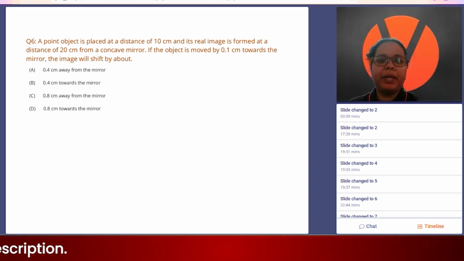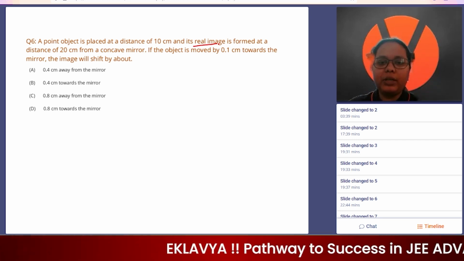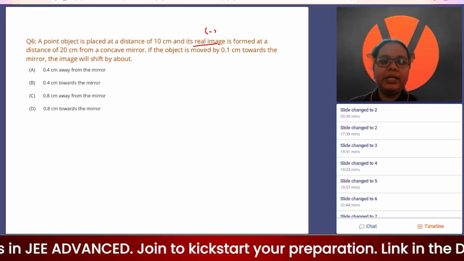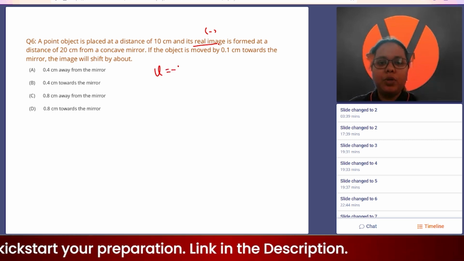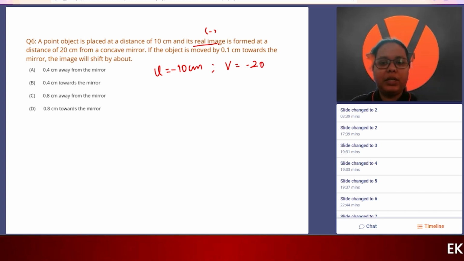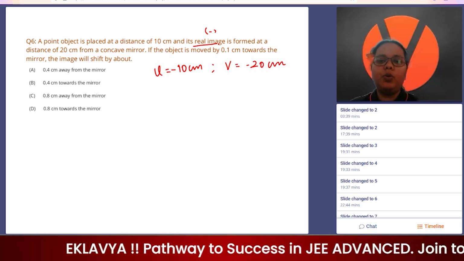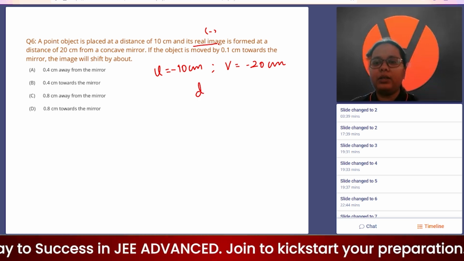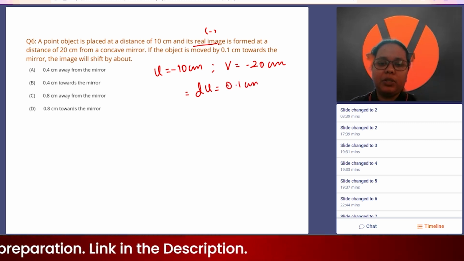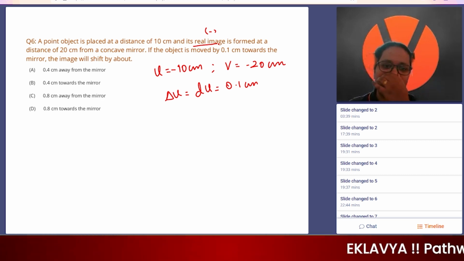A point object is placed at a distance of 10 centimeter and its real image is formed at a distance of 20 centimeter from a concave mirror. When they mention a real image, the sign convention is negative. So U is minus 10 centimeter and V is minus 20 centimeter. If the object is moved by 0.1 centimeter towards the mirror, so du is 0.1 centimeter change in object position, by how much will the image shift?